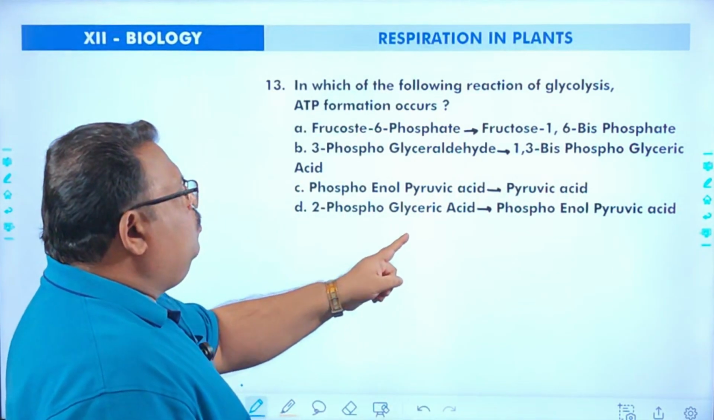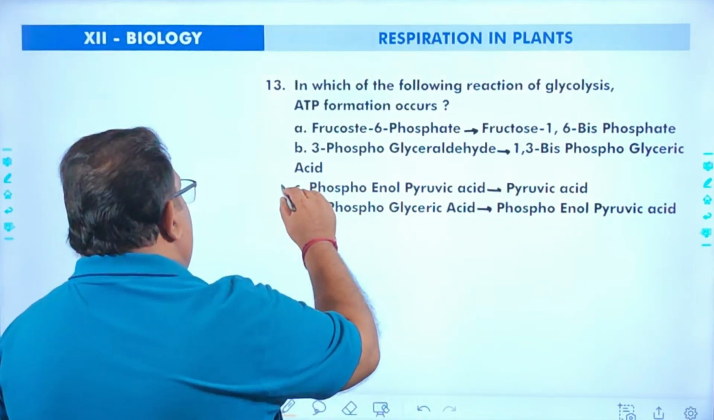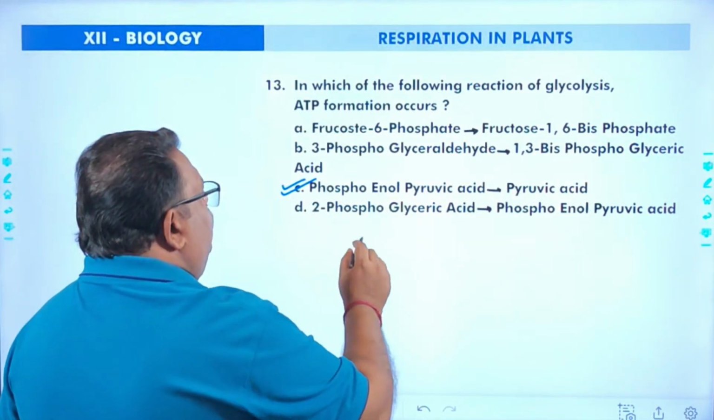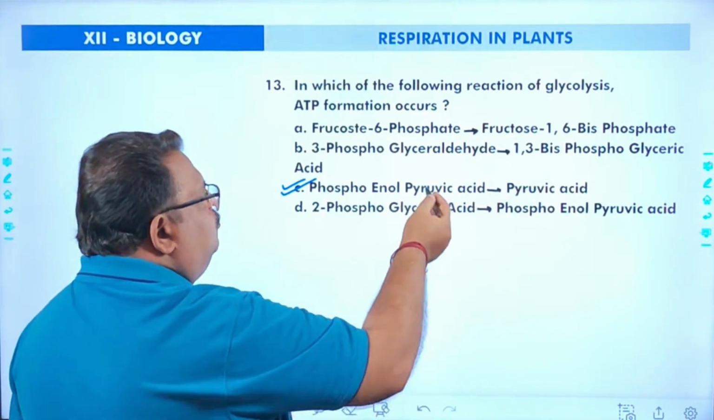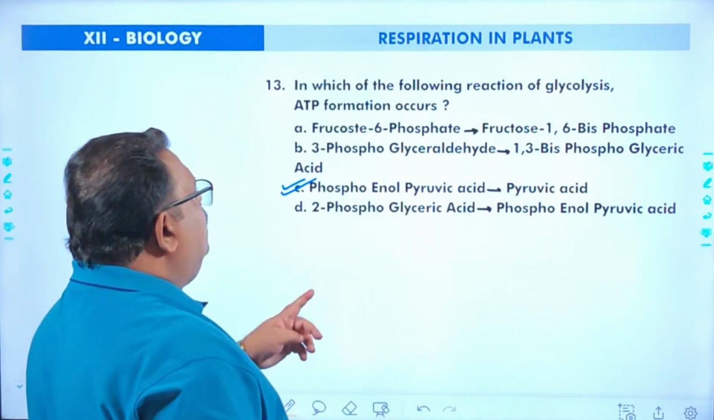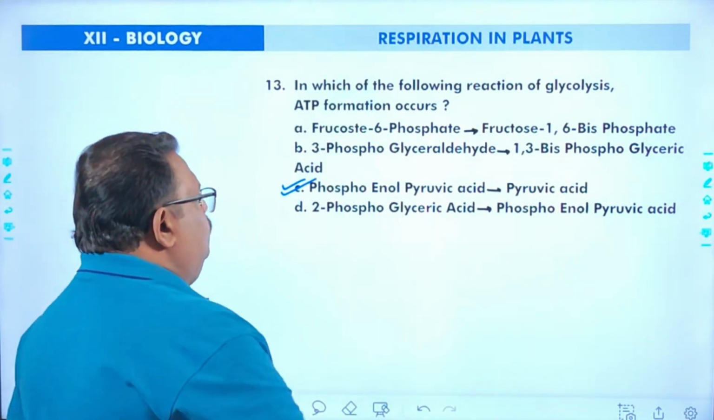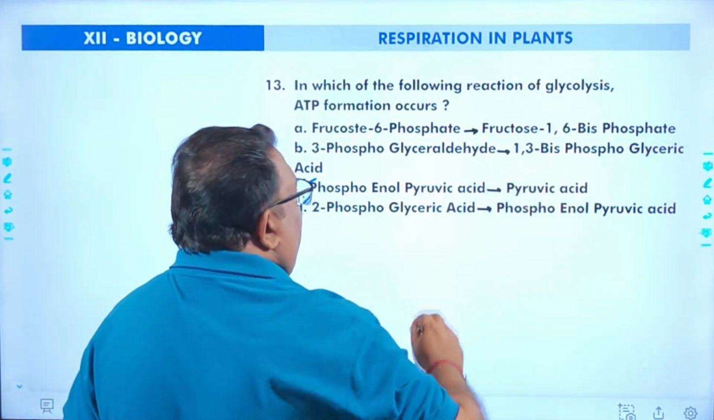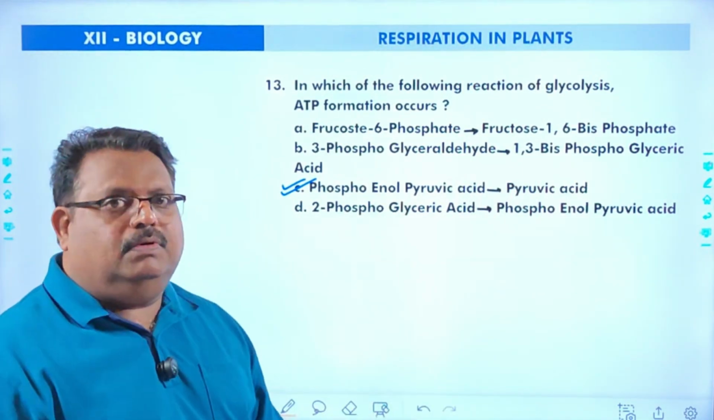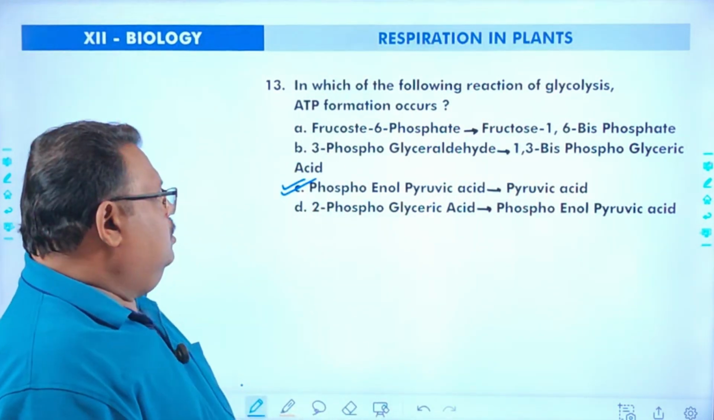Phosphoenol pyruvic acid into pyruvic acid. So this is the answer. In phosphoenol pyruvic acid, the phosphate is present, that is removed, and the removed phosphate is needed for the formation of ATP. So when phosphoenol pyruvic acid is converted into pyruvic acid, that is the 10th step of glycolysis, ATP formation occurs.